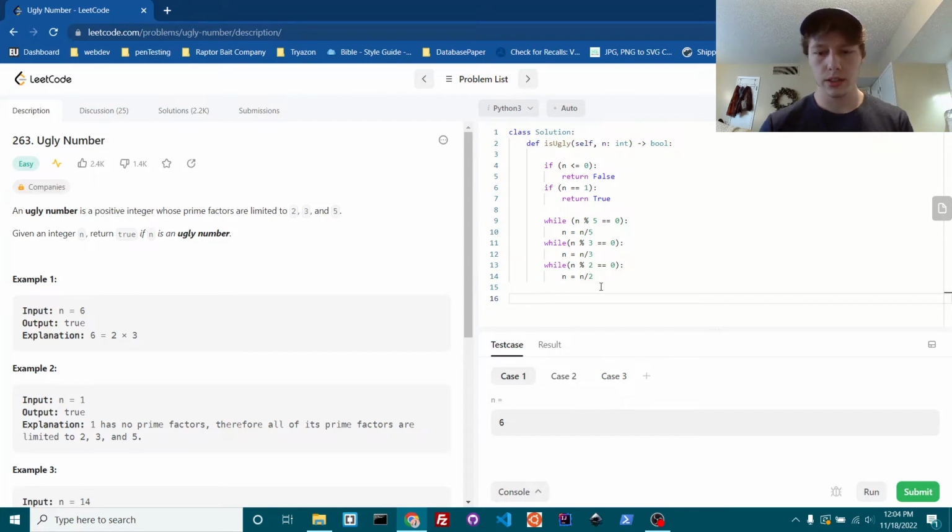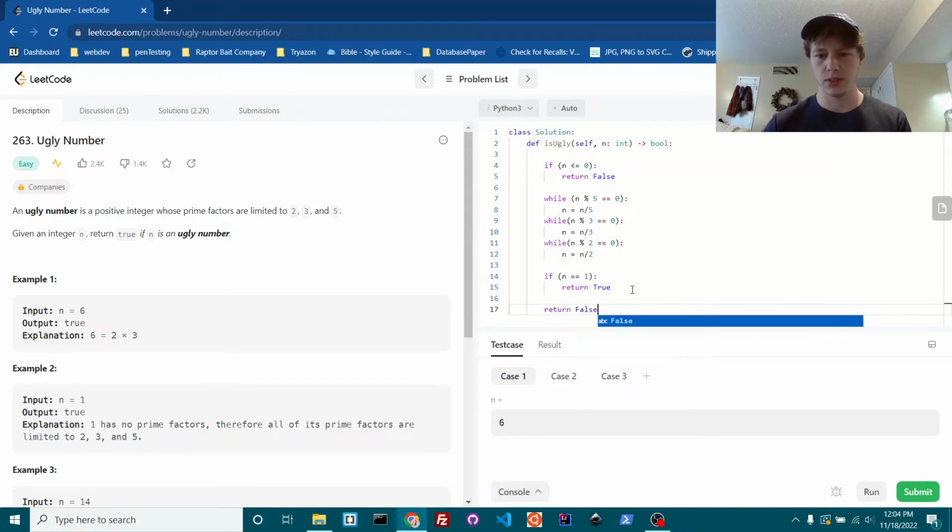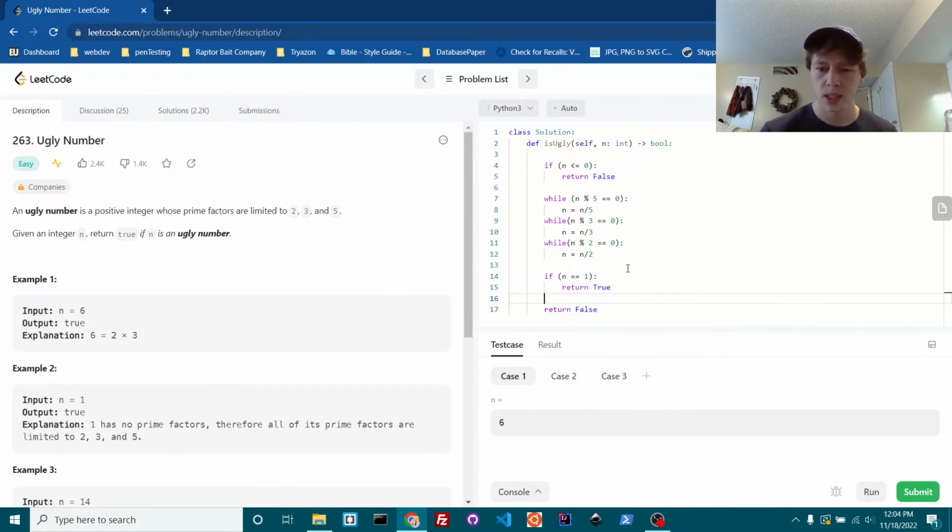Yeah, so if n equals 1, then we're going to return true. Okay, so I guess, yeah, that's unnecessary, I suppose. Else we're going to return false. Okay, so here's the thing.